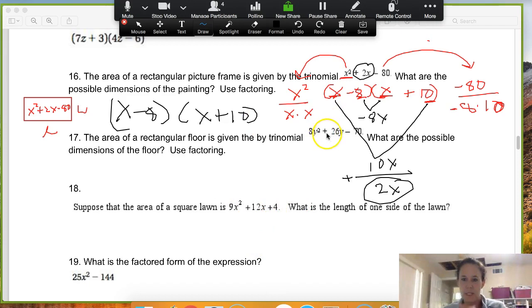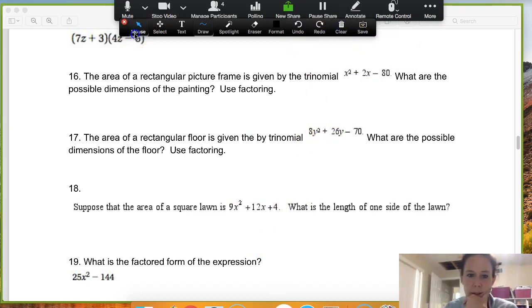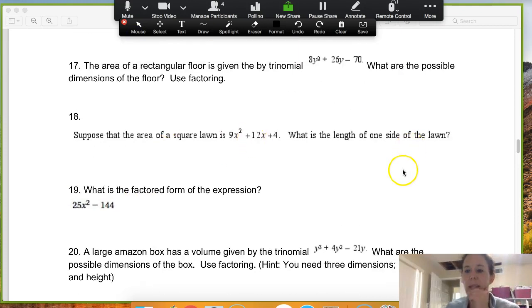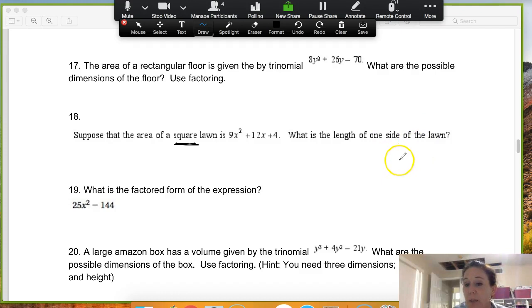Okay, we're okay with 17, factoring that one. Let's do 18. Suppose the area of the square lawn is this. What is the length of one side of the lawn? We want the length of one side. This says it's a square lawn, and a square lawn means both sides have the exact same length. So the area would be length times length, both the same. So this is going to be a perfect square trinomial.